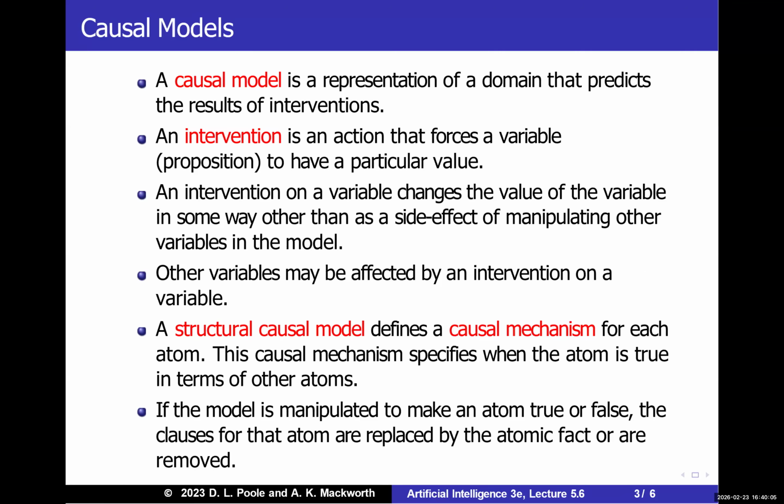A causal model goes beyond correlation. It represents how interventions change the world. An intervention forces a variable to take a specific value. For example, disabling an account is an intervention. A structural causal model defines how each proposition depends on others. If we manipulate one part of the system, we can predict how other parts will change. This is critical for automated response systems.